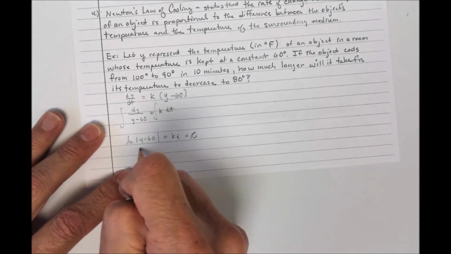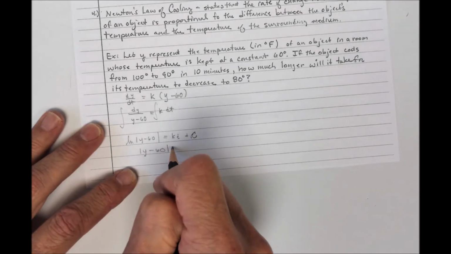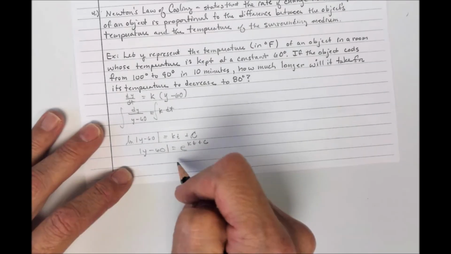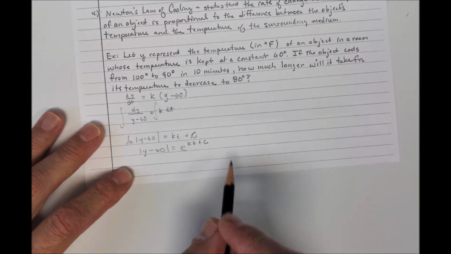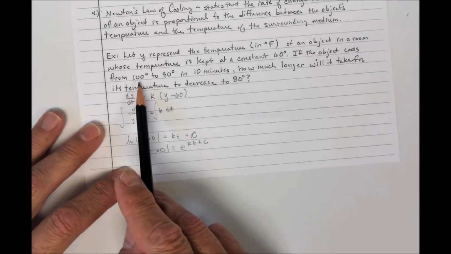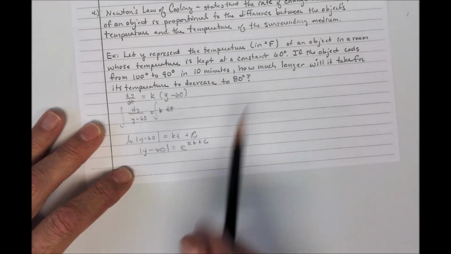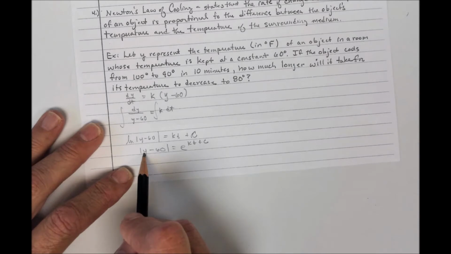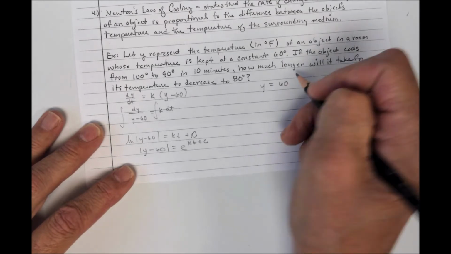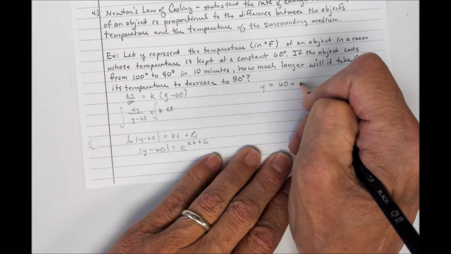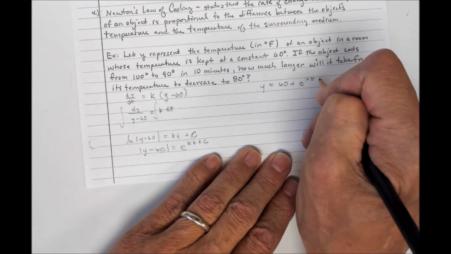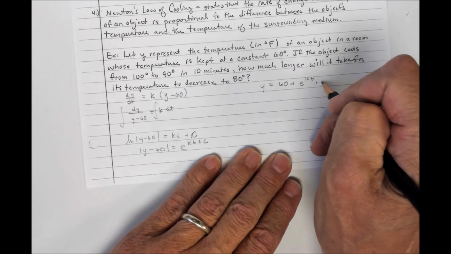So that's going to give me the absolute value of y minus 60 is equal to e to the kt plus c. Now, this is absolute value because of the natural log, but since my temperature is already warmer than the 60 degrees, y is going to be greater than 60. I can drop the absolute value. So y equals 60 plus e to the kt, and then of course plus c, that would be times e to the c.